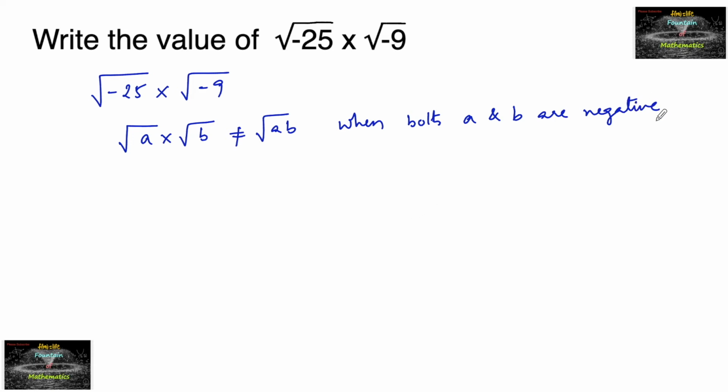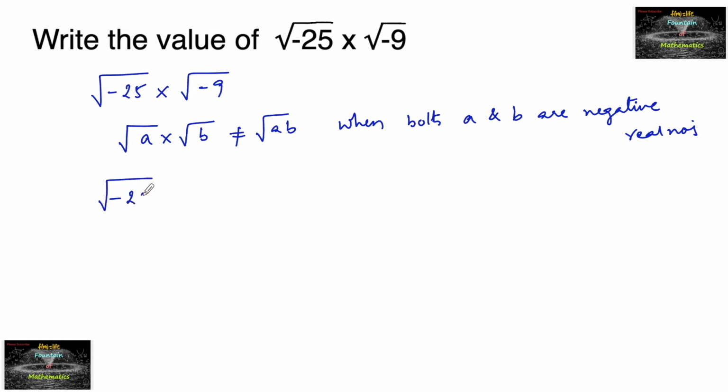When both a and b are negative, this property does not hold for real numbers. So in this case, root of minus 25 and root of minus 9 are both negative numbers, so we cannot apply this property. Let us simplify it.